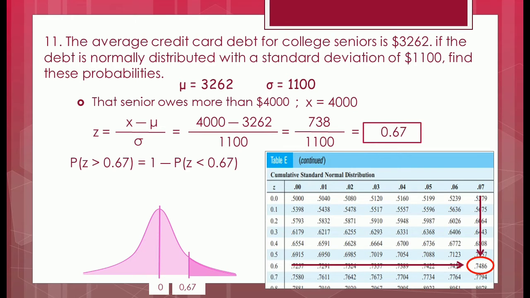Let's find the area. For 0.67, we have 0.7486. We have to subtract the area from 1. So 1 minus 0.7486, we have 0.2514 or 25.14%. So for the probability of any z value greater than 0.67, we have 25.14%.